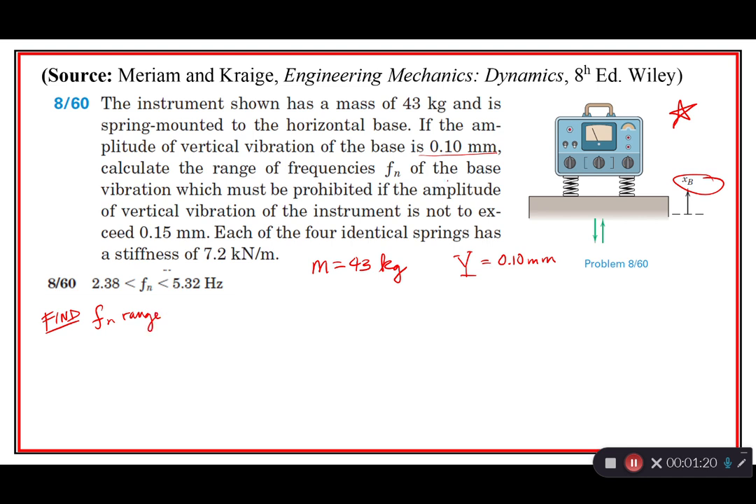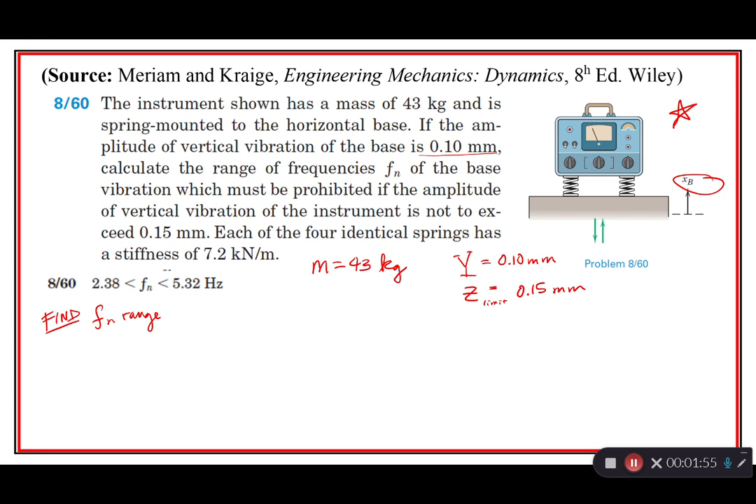of the base vibration, which must be prohibited if the amplitude of the vertical vibration of the instrument, let's call it X. It actually should be called Z, I think. Yeah, we should call this the Z, because it's internal to the thing, and it's going to measure relative motion, and the limit is going to be 0.15 millimeters. And we want to find the range of this.